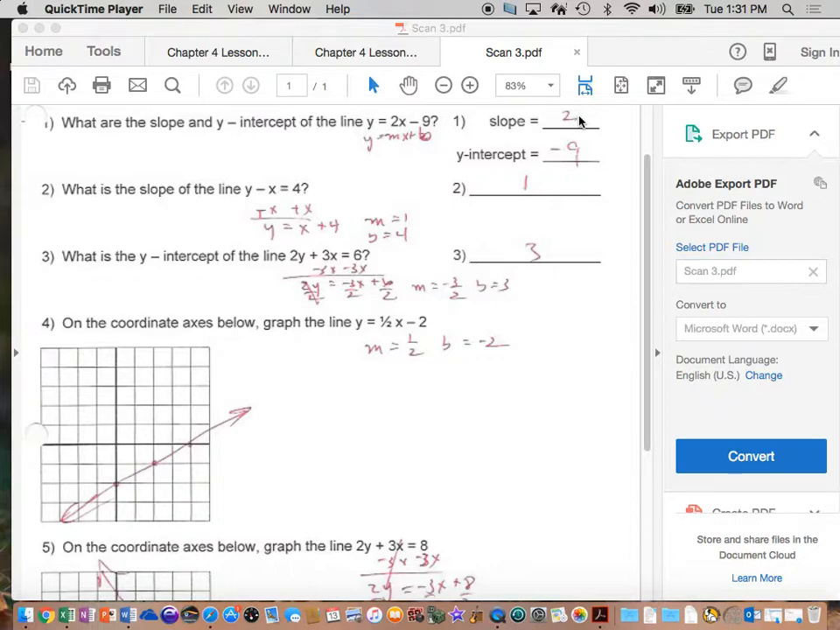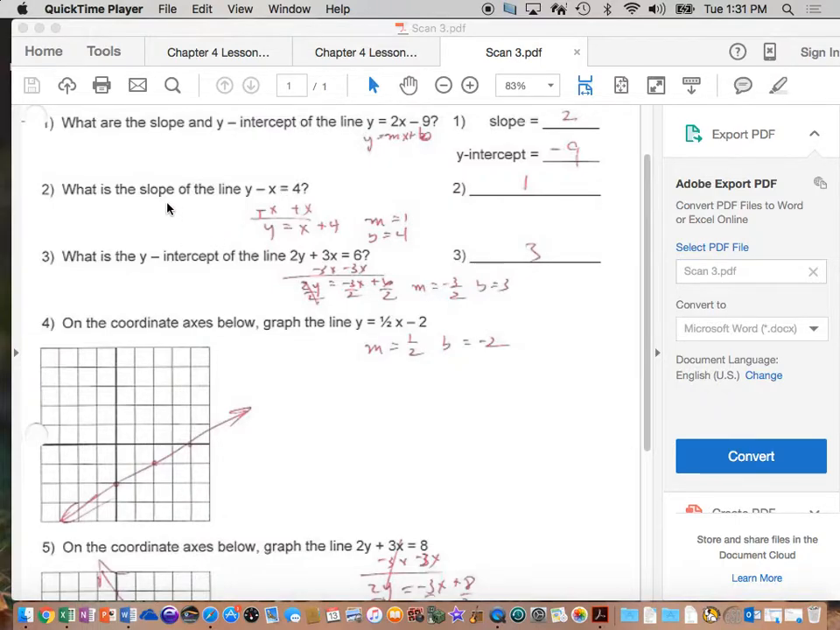Now, you never, ever, when I say what is the slope, never, ever include the x. Never. So for all of you who put 2x, and there were a lot of you who put 2x, you got it wrong because of the x, not because of the 2.